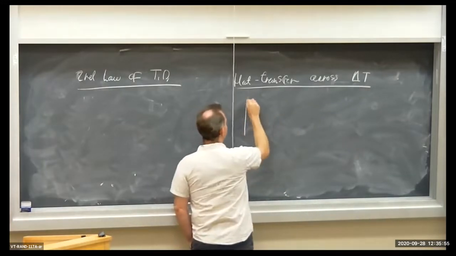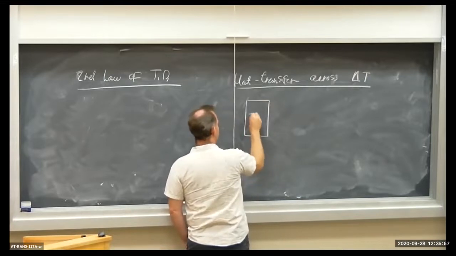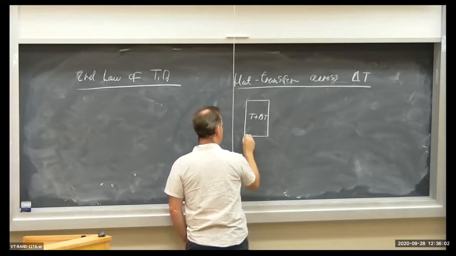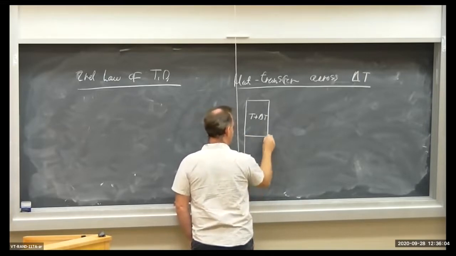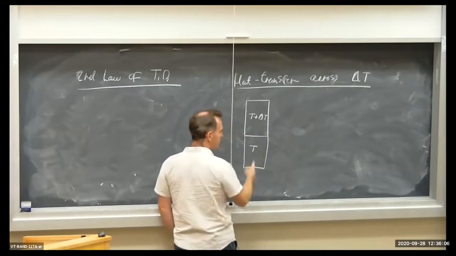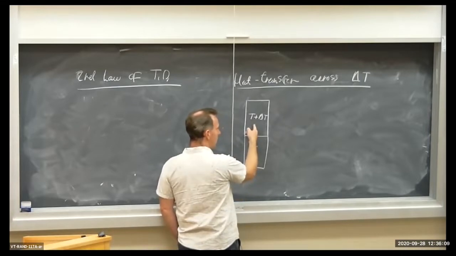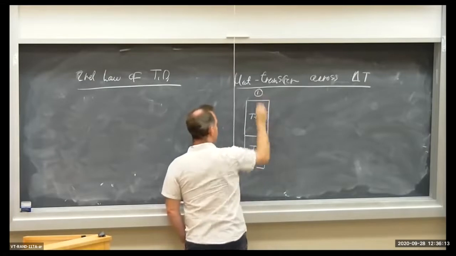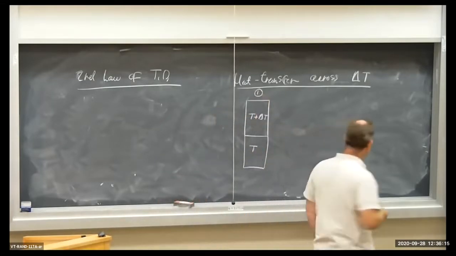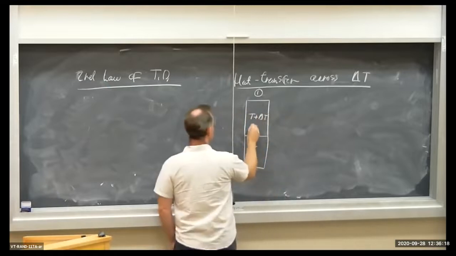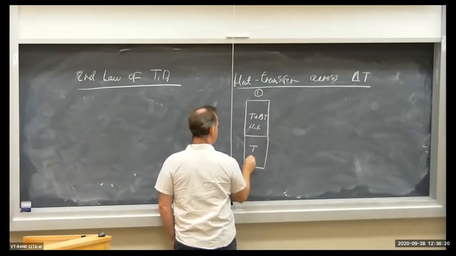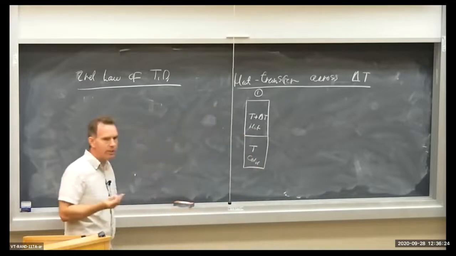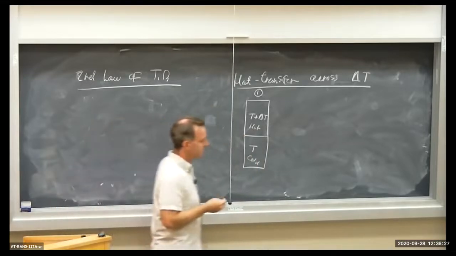So we have a hot bar at a temperature T plus delta T, and we have a cold bar at a temperature T. Okay, so that's state 1. We have the hot bar, and we have the cold bar. Temperature T, T plus delta T. Delta T is some positive temperature difference.